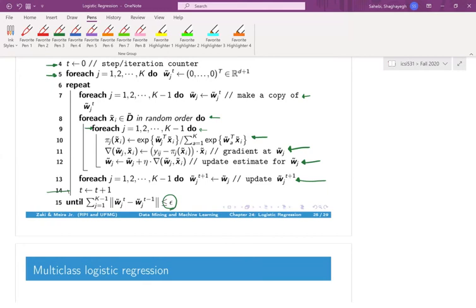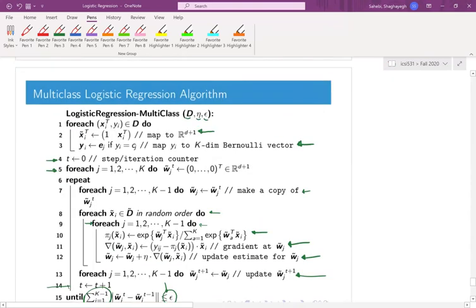Now, because we have k different weight vectors, one of the ways to do the stopping criterion is to say that if the summation of changes in all of our weight vectors is less than or equal to epsilon, then we stop. Okay.